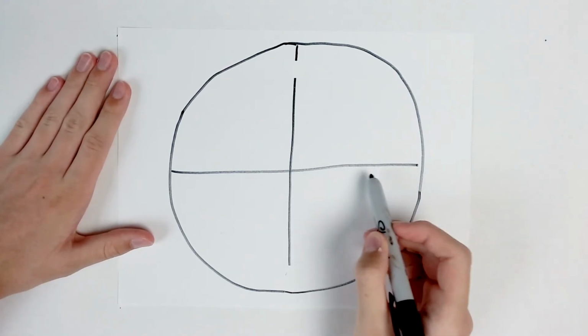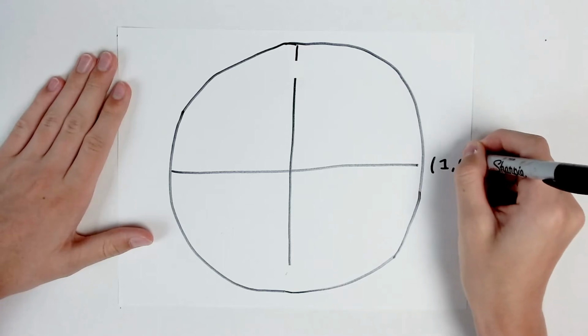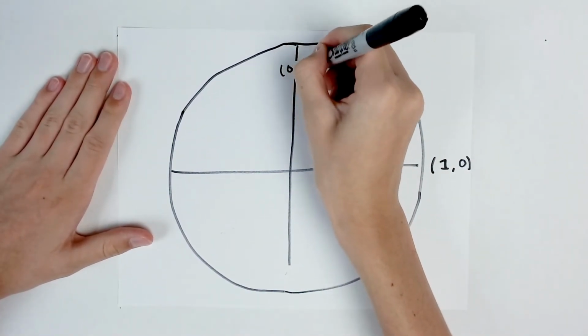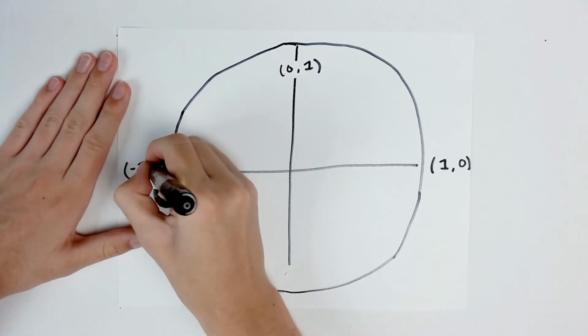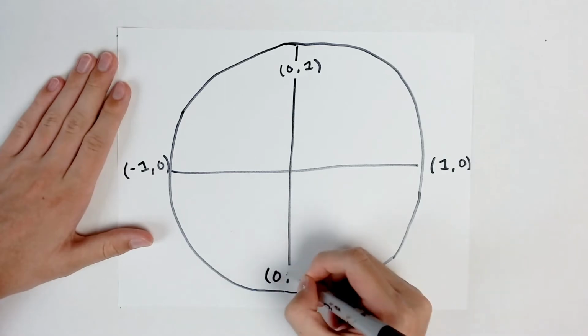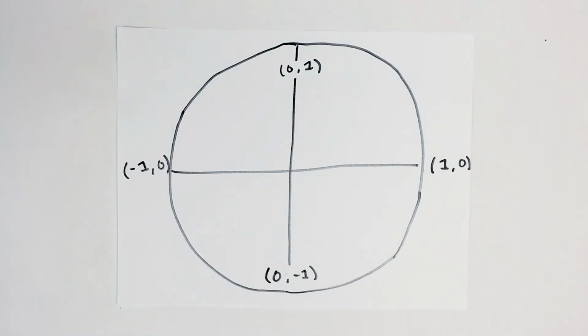The radius of the circle is 1, so the coordinates of this point would be 1, 0. The next one would be 0, 1, because it goes in the y-axis. The next one would be -1, 0. It goes in the negative x-axis, but y is still 0. The final one is 0, -1, because the y-axis is negative.